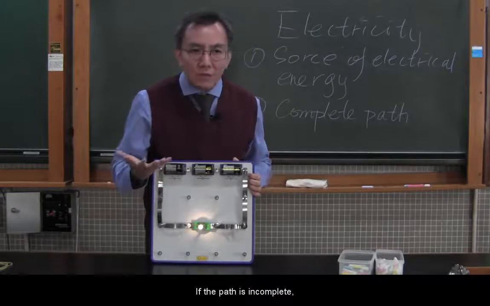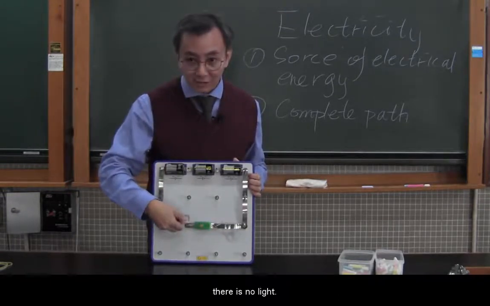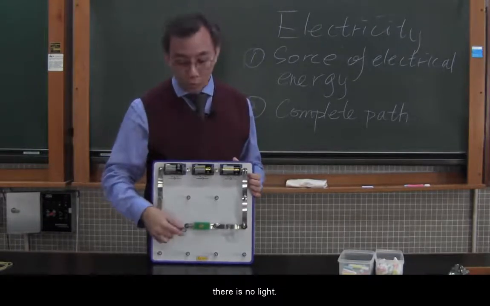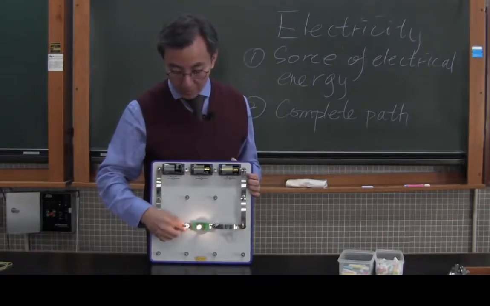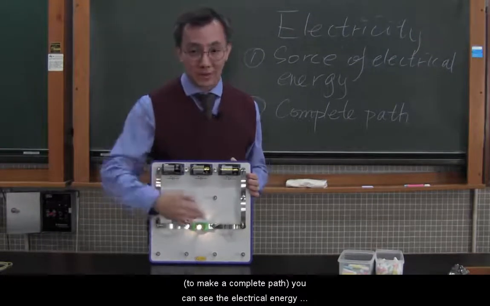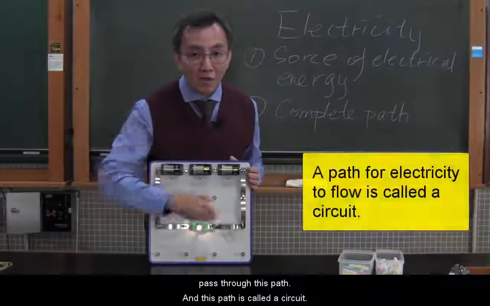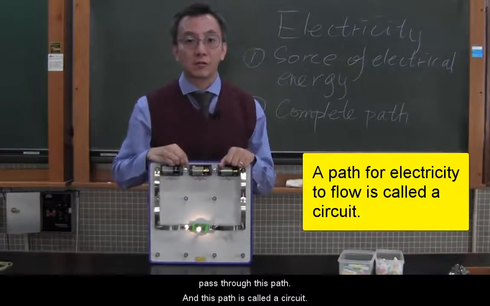What if it is incomplete? If the path is incomplete, just like this one. Oh, see? No light. That means we need a complete path. If I close it, to make it complete, you can see the electrical energy pass through this path. And this path is called a circuit.